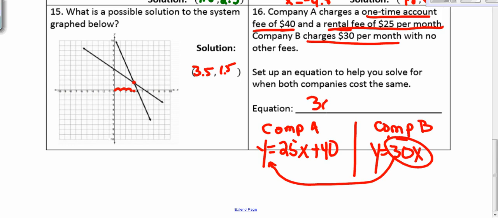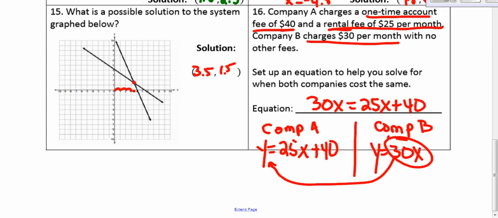So you would write 30x equals 25x plus 40. Or the other way around, you could have 25x plus 40 equals 30x. It does not matter. Just remember you put an equal sign in the middle, and that's it. You lose the y's, and it's 30x equals 25x plus 40.